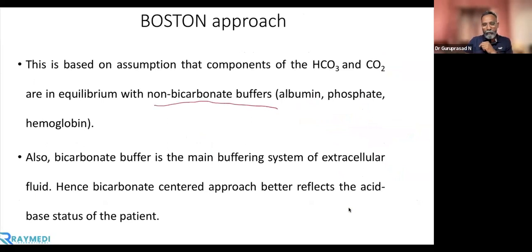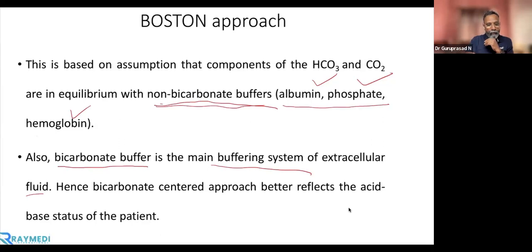So what are the non-bicarbonate buffers? Albumin, which is a weak acid, phosphate, and hemoglobin. Hemoglobin is one of the very, very important buffers. Through the hemoglobin, it plays a very important role in buffering the system. Also, in the Boston approach, they use bicarbonate as the main buffering system of the extracellular fluid because it is quite abundant. Unfortunately, the non-bicarbonate buffers are not so abundant, but they still play a role in the acid-base status.